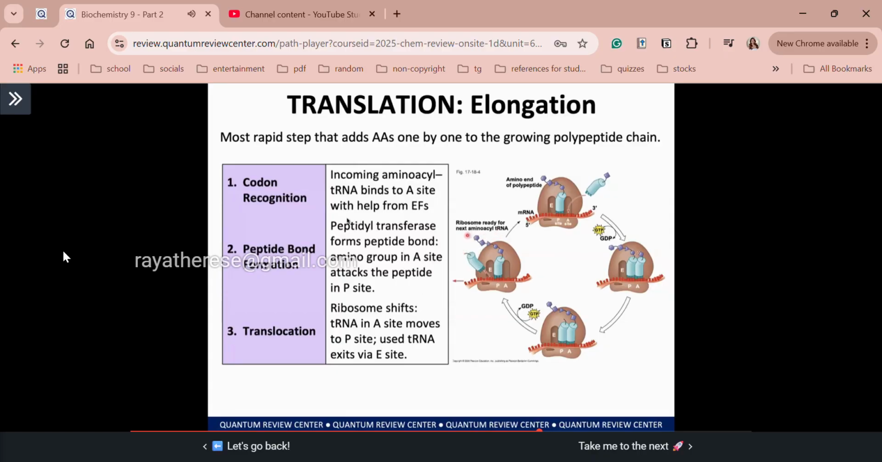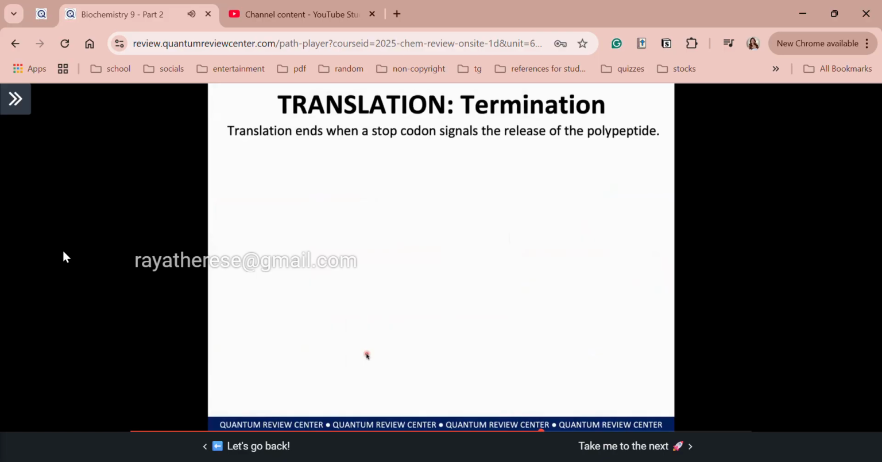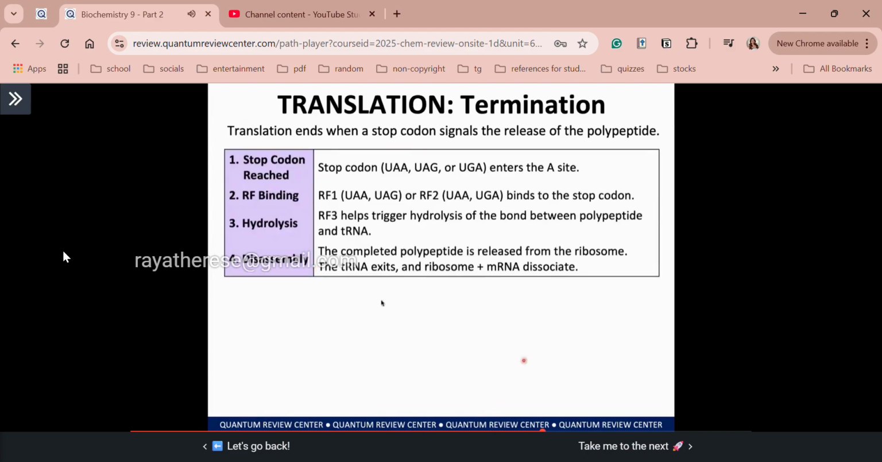Your ribosome will be ready for the next aminoacyl tRNA. Again, here, the cycle continues codon by codon until the stop codon is reached where your termination will occur. Again, translation ends in termination when a stop codon signals the release of your polypeptide. And here, it occurs in a four-step process. Let's see. This is the diagram, class.